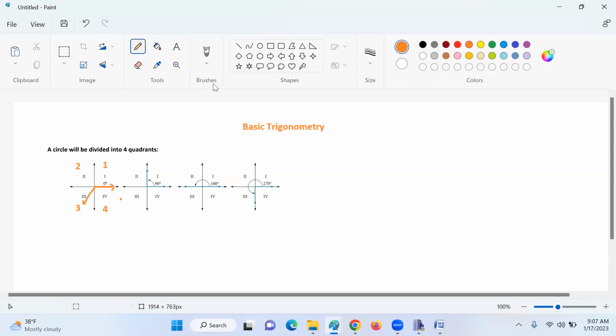So the angle must be measured counterclockwise. We start from the initial side, and then you go all the way down. This is how we measure the angle in trigonometry. Let me just repeat that again. The initial side always starts from here. This is what we call the initial side, right? And after that, we measure the angle right here.